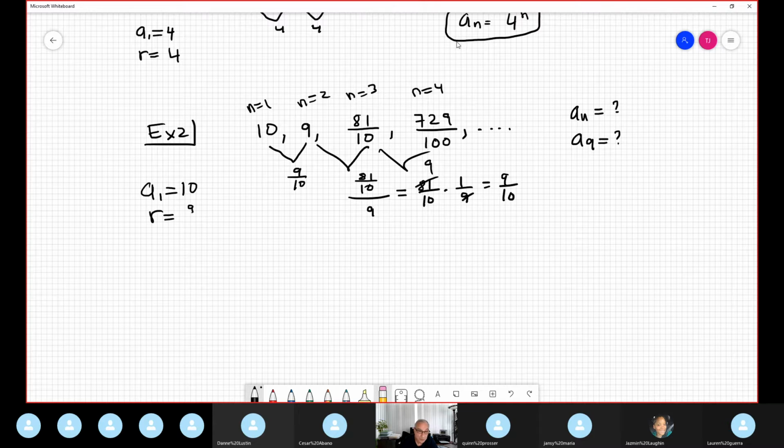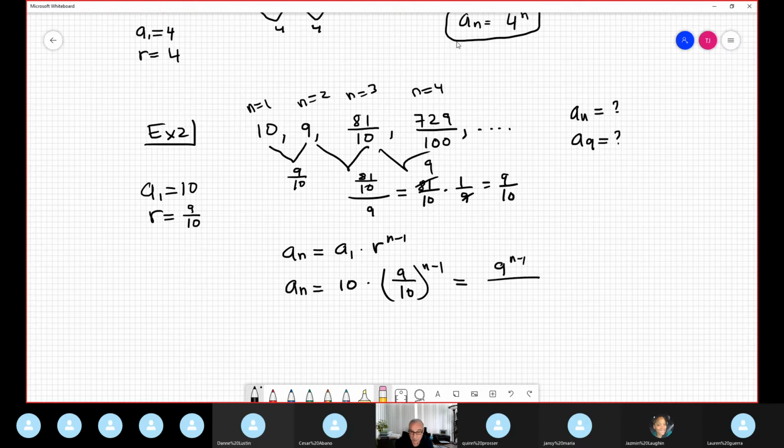9 over 10. So my formula is a sub n is equal to a sub 1 times r raised to the n minus 1. This is exponent. A sub n is equal to 10 times 9 over 10 raised to the n minus 1. You can leave it like that. If you want, you separate here 9 raised to the n minus 1 divided by 10 raised to the n minus 1 times 10. No?